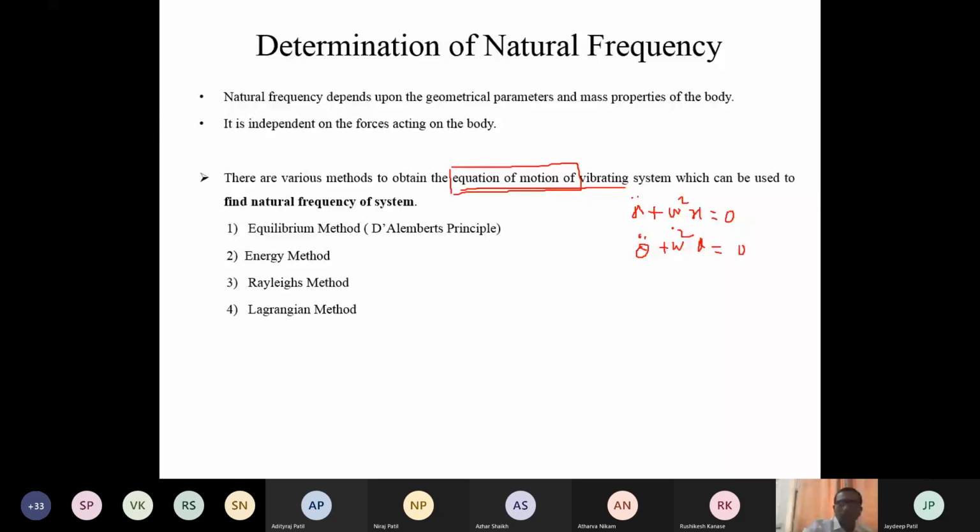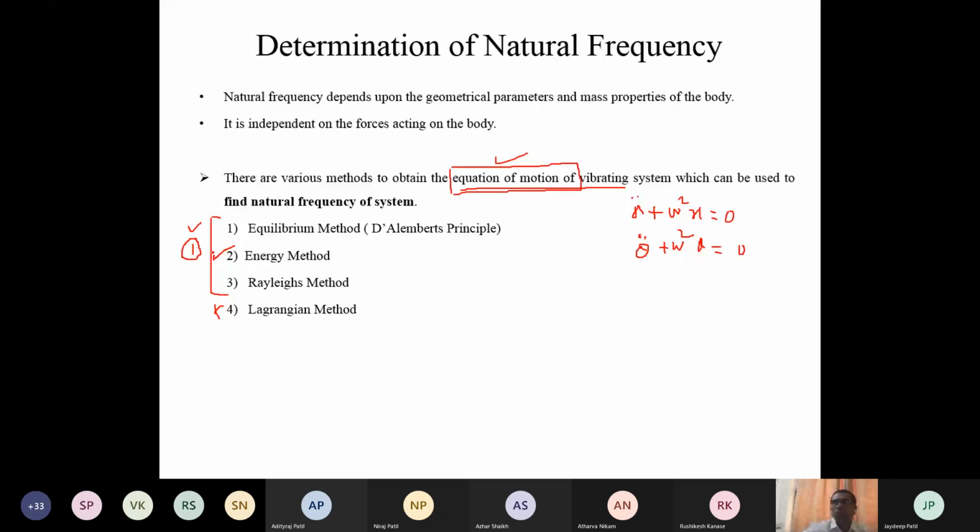Now this Lagrange's method is not in your syllabus. You have to refer to these three, and you can use any one method from these three to find the equation of motion of the given vibrating system and the natural frequency. We will see all these three methods. I suggest the energy method.